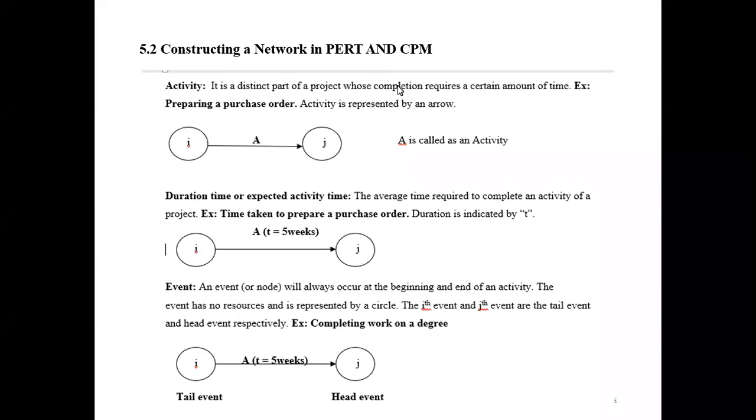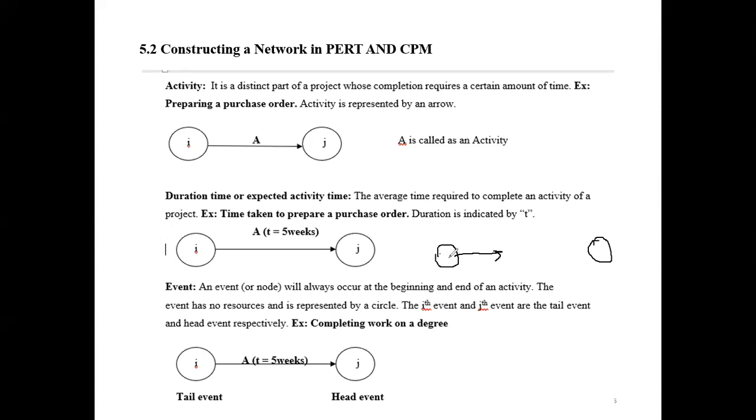Take the pen now. Any activity will start from here and end here. In between, we will coordinate the activities of the project by a network diagram. So this is the event. At the very beginning of the project, any activity will start from the event. This is called an activity. This is called an event.